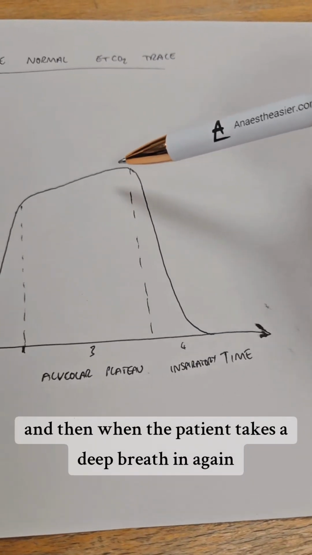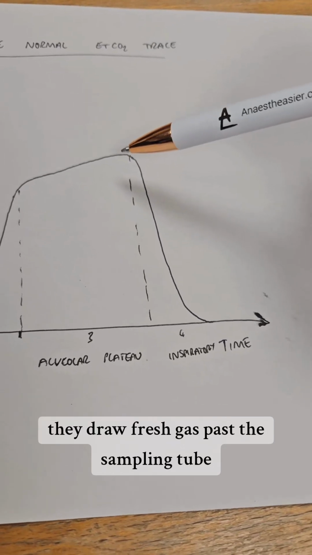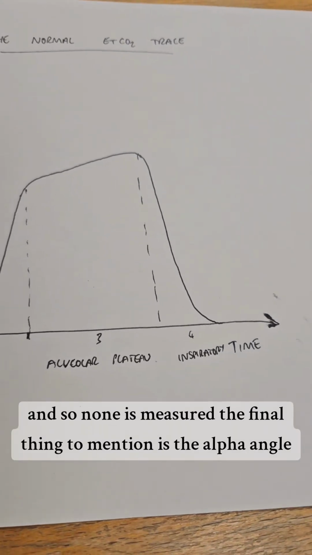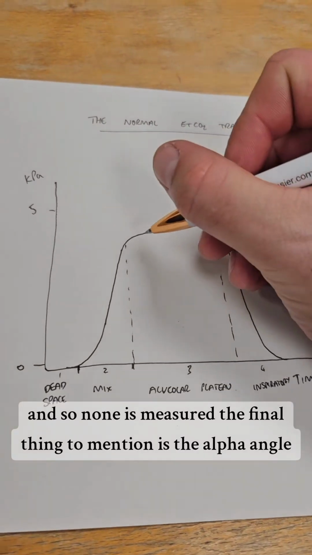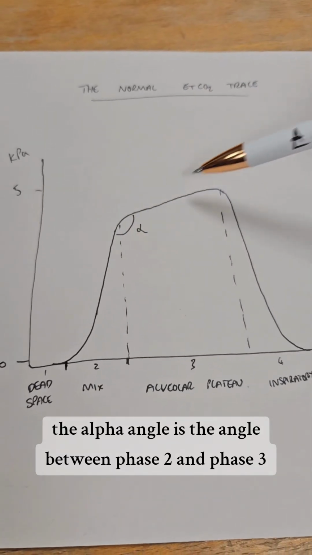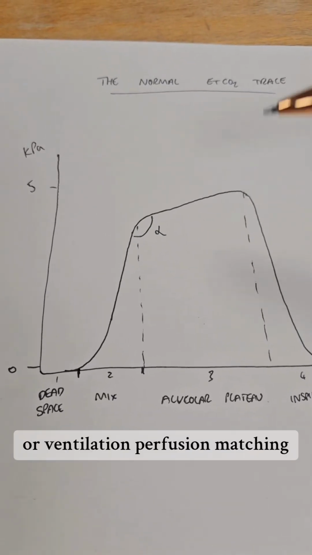And then when the patient takes a deep breath in again, they draw fresh gas past the sampling tube, and this drops to 0 as the gas doesn't have any CO2 in it, and so none is measured. The final thing to mention is the alpha angle. The alpha angle is the angle between phase 2 and phase 3, and it's supposed to tell us about the VQ, or ventilation perfusion matching.